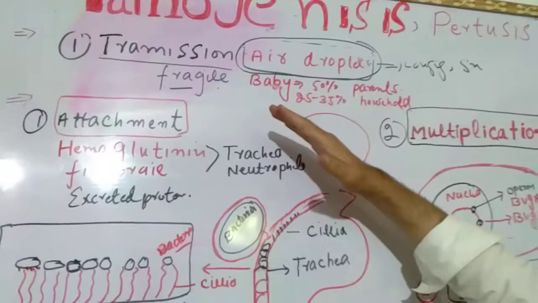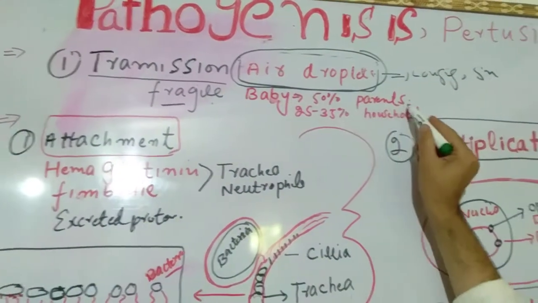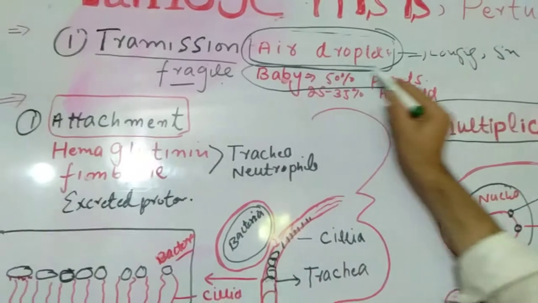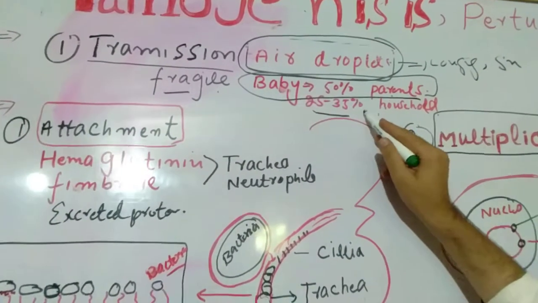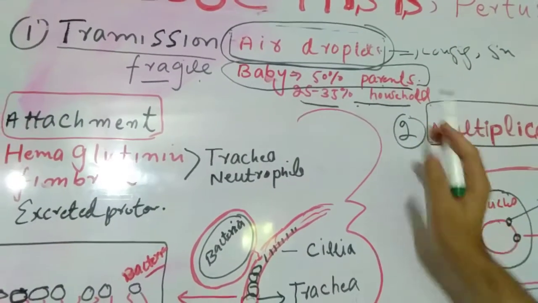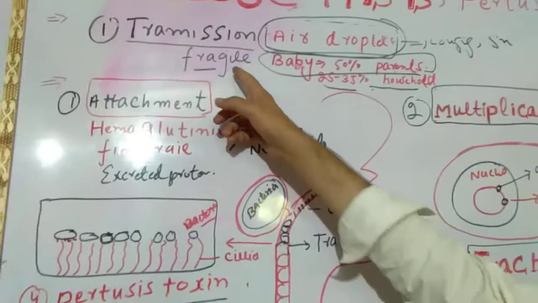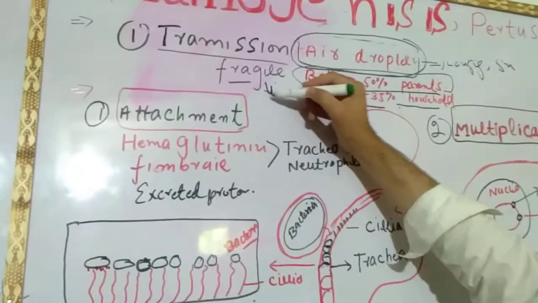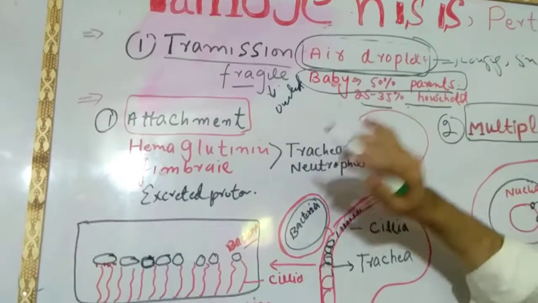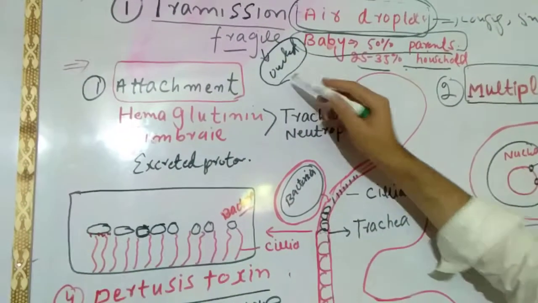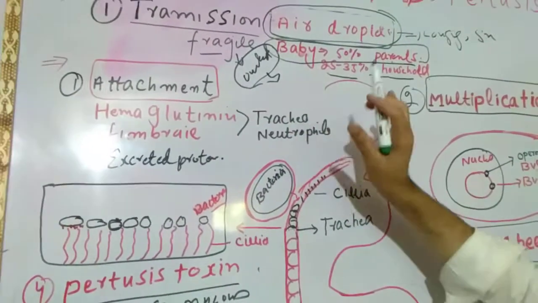Now, according to the research data, a baby acquires 50% of infections from their parents, and 25 to 35% of infections from other household members. But fortunately, this bacteria is very fragile. It can't survive outside in the environment. So it is very contagious, but it is very fragile, and cannot survive outside the host.